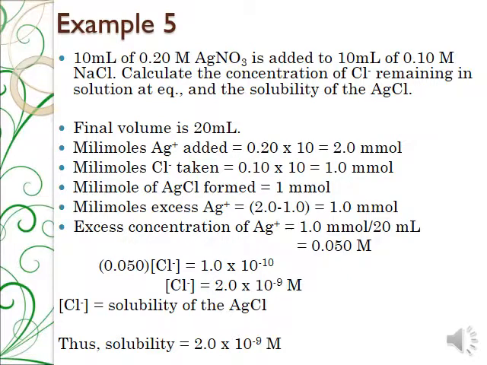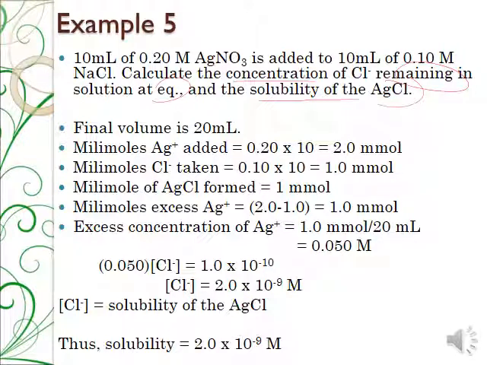Now, how can we see the common ion effect in a clearer view? We do problem solving involving values, then you can see the difference. Let us see one example here. 10 ml of 0.2 molar silver nitrate is added to 10 ml of 0.1 molar sodium chloride. Calculate the concentration of chloride remaining in solution at equilibrium and the solubility of the silver chloride. So we have two questions to be solved here: the concentration of the chloride remaining and the solubility of silver chloride.